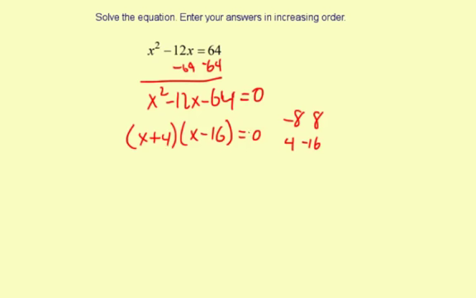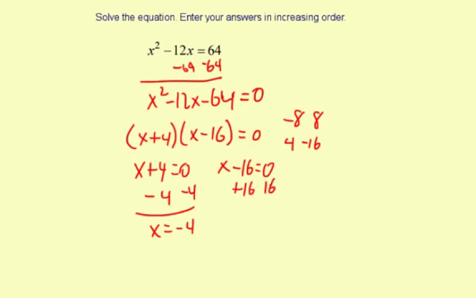Now we'll use the zero product property that you learned in the previous lesson to go ahead and solve. So x plus 4 equals 0, or you could have x minus 16 equals 0. So to solve, I'm going to subtract 4 from both sides over here. So x equals negative 4. Then add 16 to both sides on this one. x equals 16. So the answers in increasing order are x equals negative 4, comma, 16.